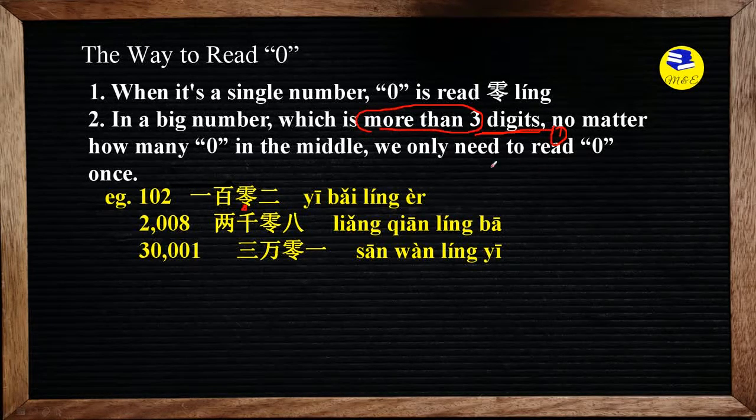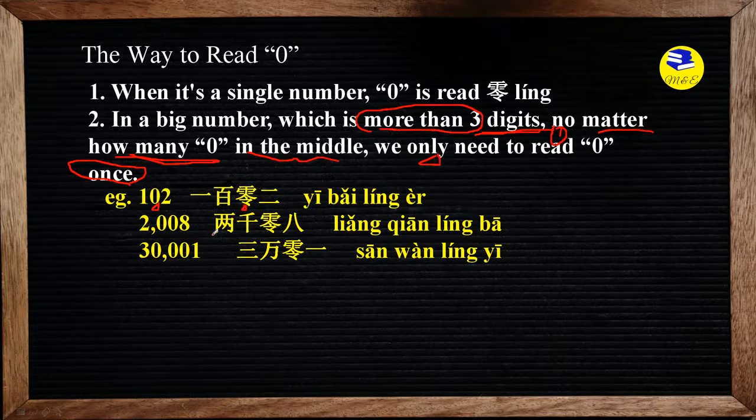and we only need to read 0 once. So here, 102 is a 3 digit number, right? And in the middle, only one 0. According to the second point, no matter how many zeros in the middle, we only need to read 0 once. So of course, here we need to say 102 instead of 102. Now you understand why we can say 102 means 102. Okay, so this is the first main point in this lesson, you must remember it.